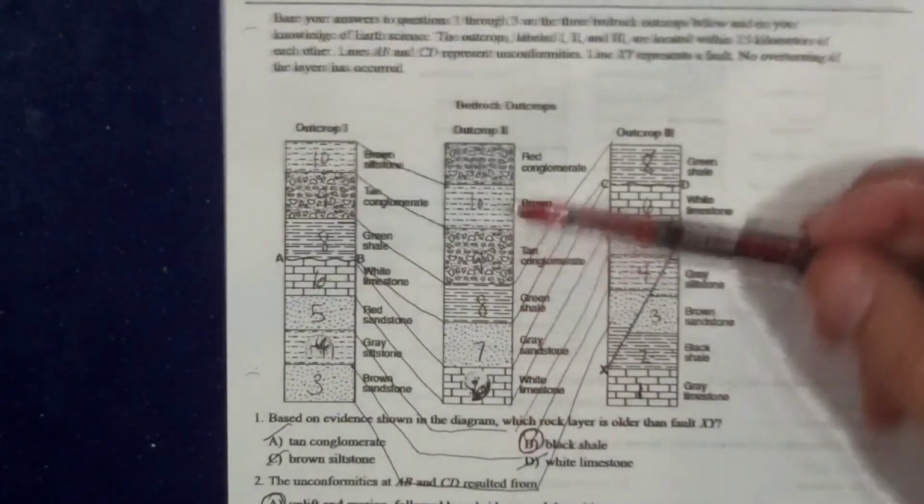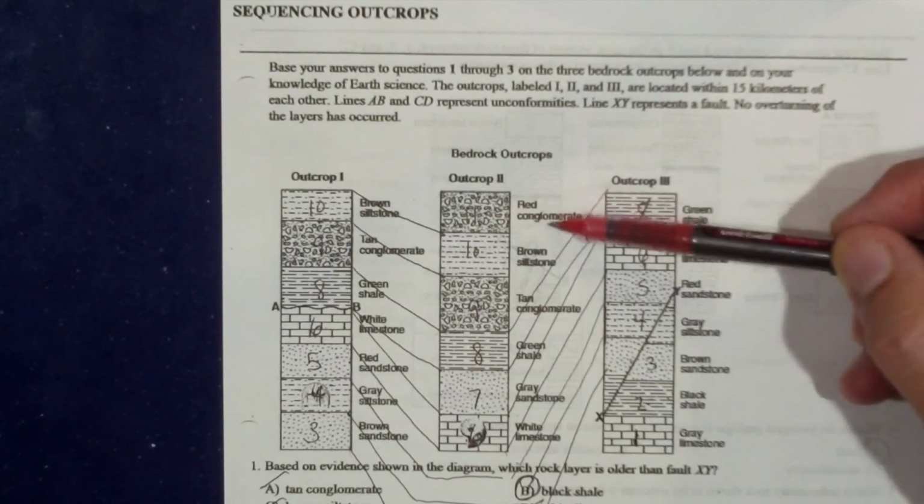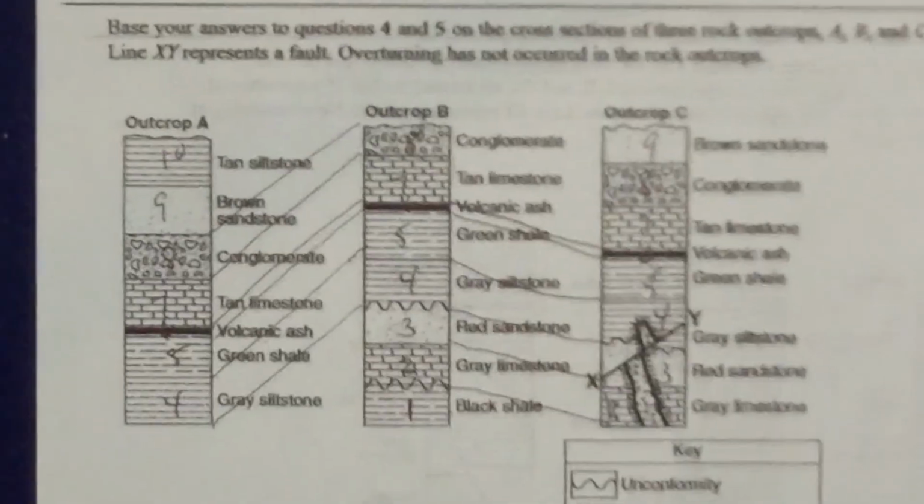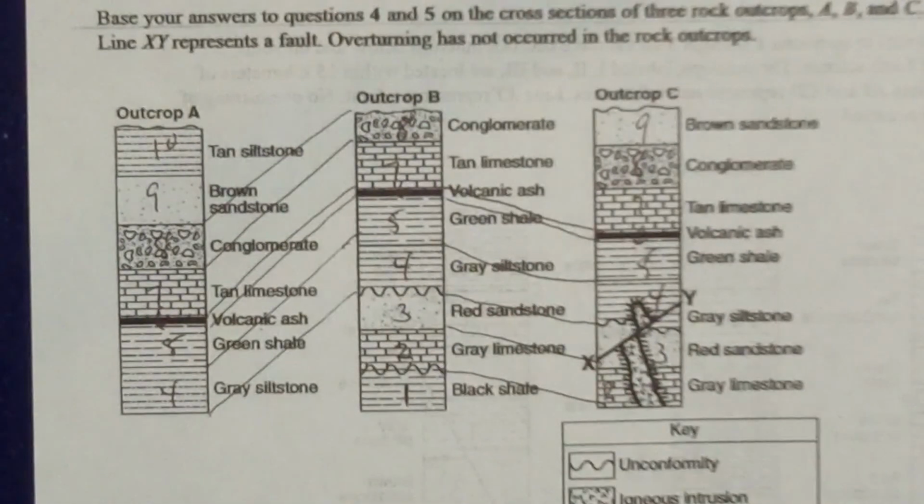Once I got done, I labeled them all. And number 11 up here, red conglomerate, is the highest number, so that is the youngest. On the next page, did the same thing. I matched up my different layers. Let's take a quick look.